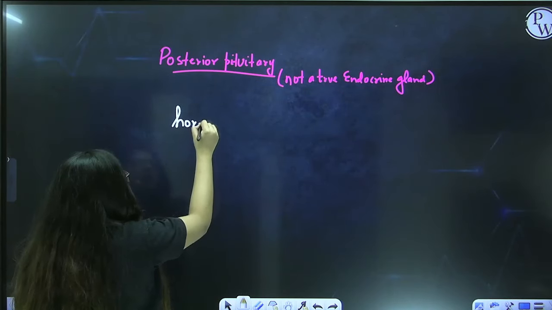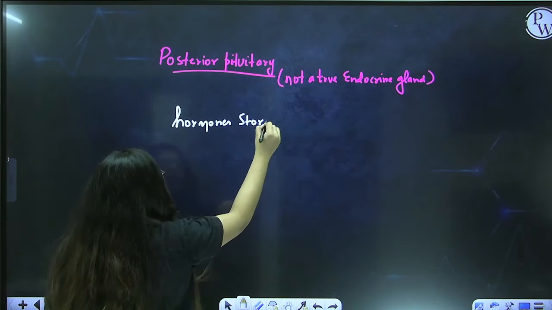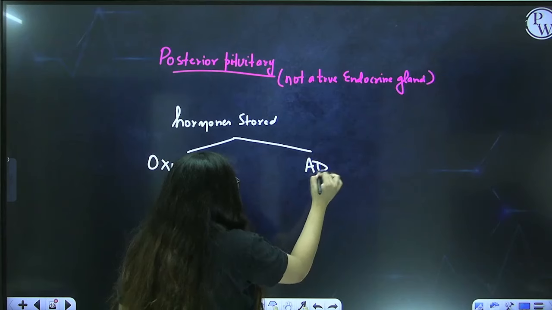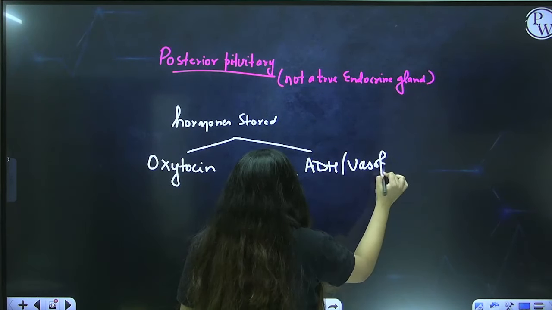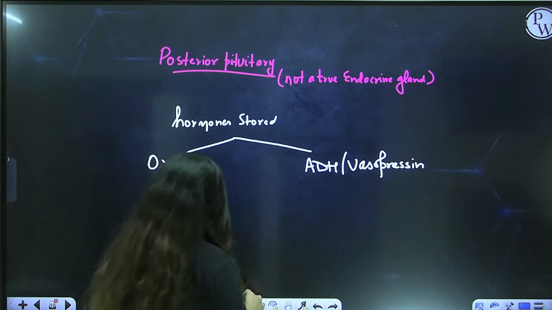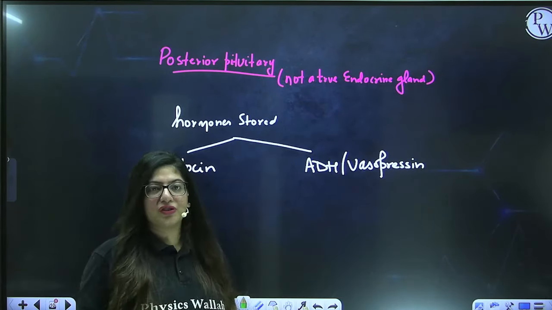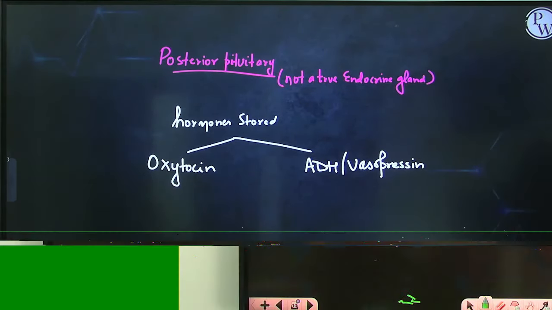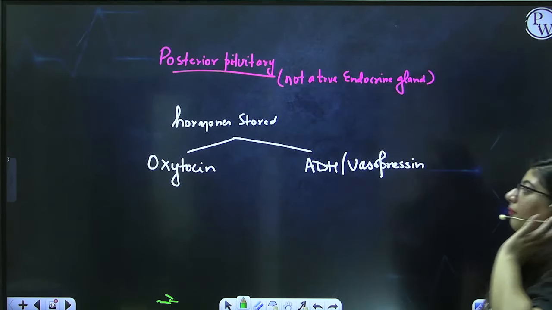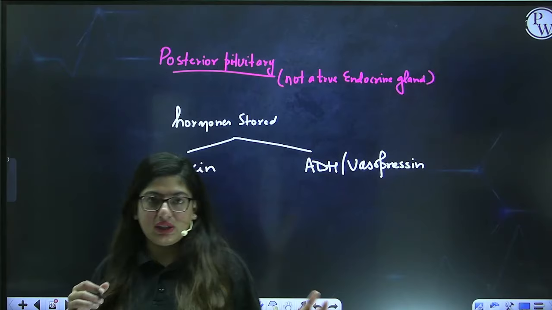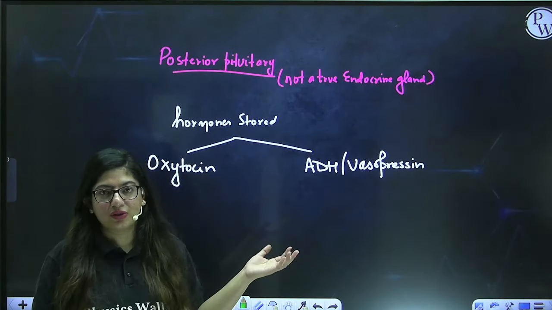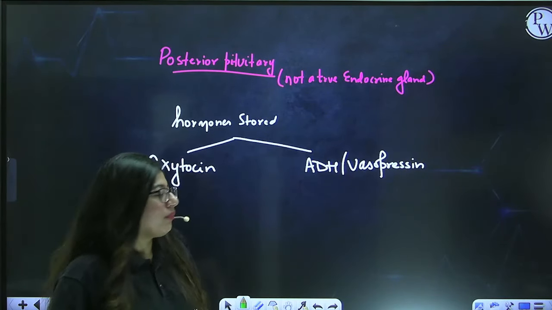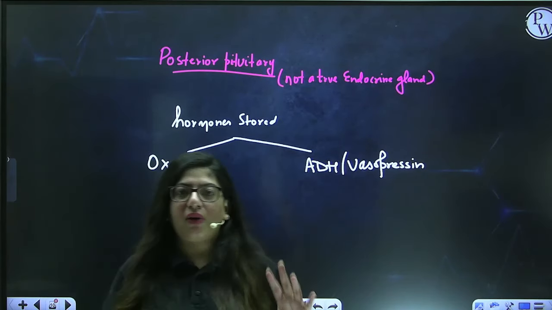Because it does not produce its own hormone, it only stores the hormones. Now, what are the hormones stored? One is oxytocin, another is ADH or vasopressin. First of all, we'll discuss the vasopressin, because vasopressin is a hormone which we have already discussed in the chapter, the excretory products and their elimination. If you already know about oxytocin, it's good. But if not, we'll be discussing in detail here. We will also be discussing this in class 12th.